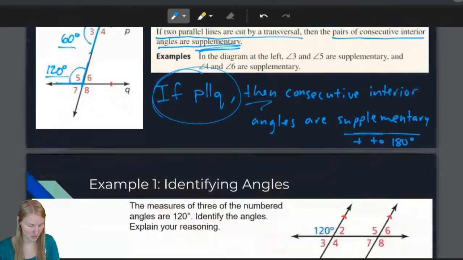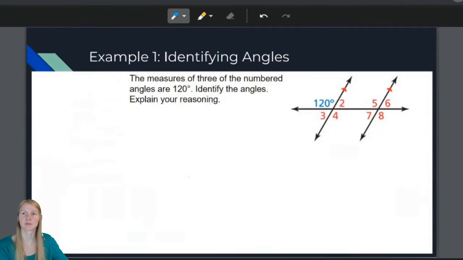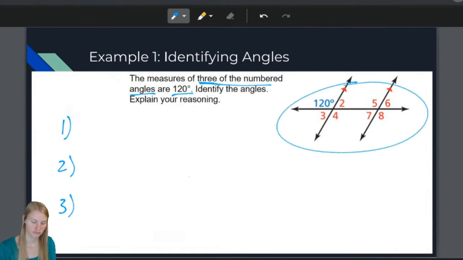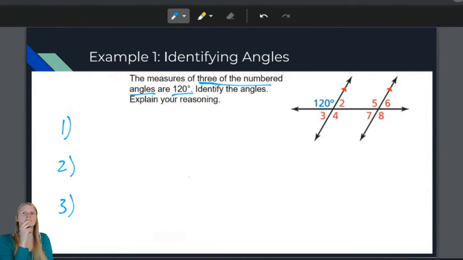Now, we just need to jump into our examples. Our first example says, the measures of 3 of the numbered angles is 120 degrees. Identify the angles and explain your reasoning. Okay, so 3 of these angles are 120 degrees. Which ones, though? Which ones are 120 degrees?